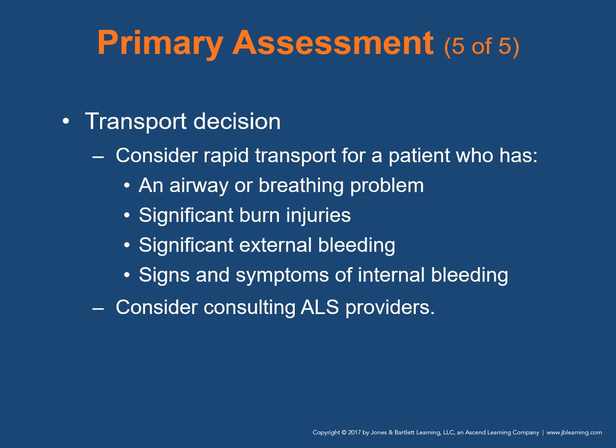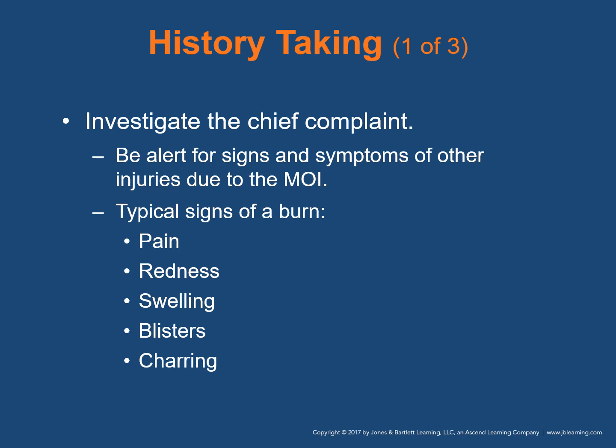As far as transportation decisions, consider rapid transport for a patient who has an airway or breathing problem, significant burn injuries, significant external bleeding, or signs and symptoms of internal bleeding. Consulting with ALS providers may also be appropriate. With history taking, investigate the chief complaint. Be alert for signs or symptoms of other injuries due to the MOI. If the patient was burned in a confined space, suspect an inhalation injury. When burns result from explosive forces, be alert for other internal injuries and fractures.